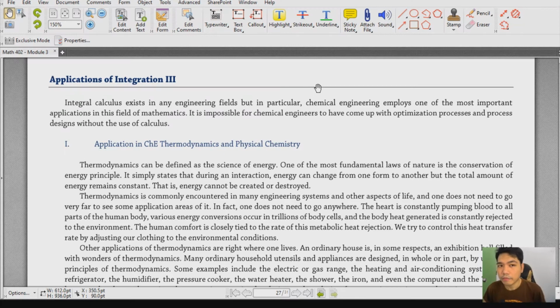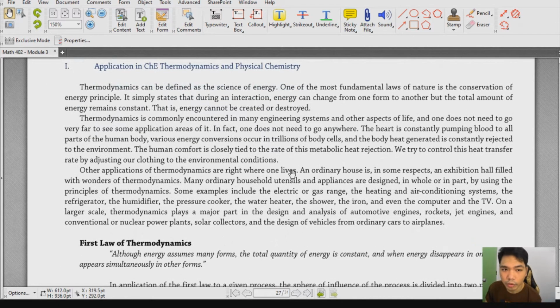Alright, so let's have the application of integration 3, and it is undeniable that this is one of the most essential things that you have to understand in integration when it comes to its application in higher engineering. So we have application in ChE, thermodynamics and physical chemistry for the first one.